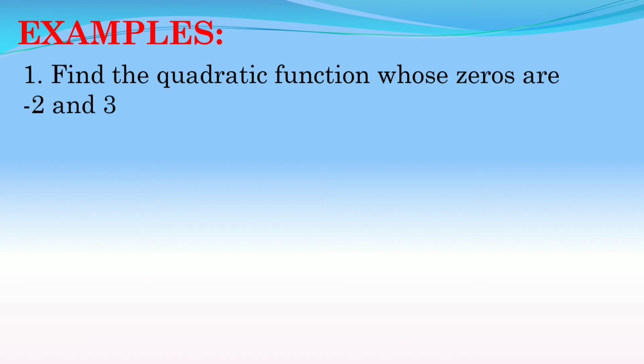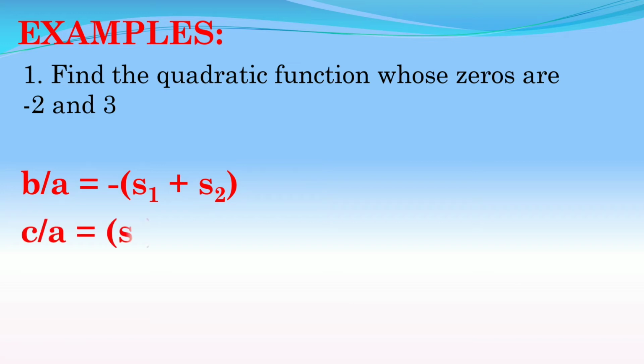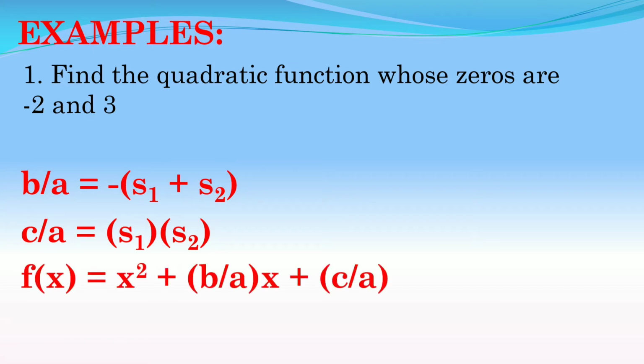Ayan. So, let's have an example. Number 1. Find the quadratic function whose zeros are negative 2 and 3. So, ito yung ating formula. So, para sa ating b over a, s sub 1 plus s sub 2. So, i-add muna natin siya, then i-multiply natin sa negative. And then, yung c over a naman ay s sub 1 times s sub 2. So, i-multiply lang natin yung dalawang zeros. At pag nakuha na natin si b over a tsaka si c over a, i-substitute na natin siya sa form na f of x equals x squared plus b over a x plus c over a.